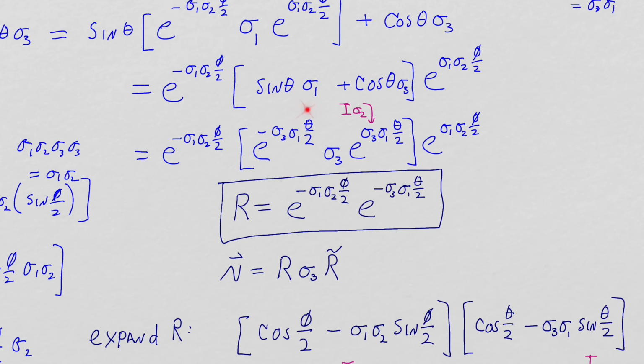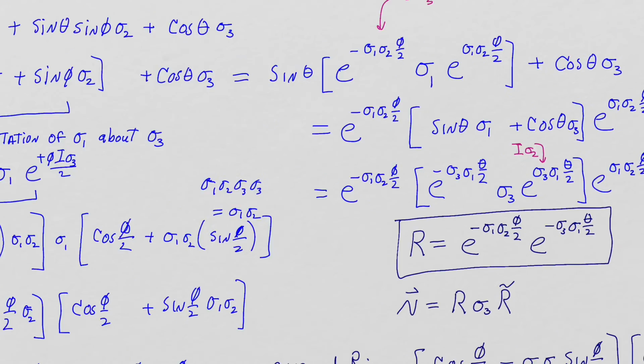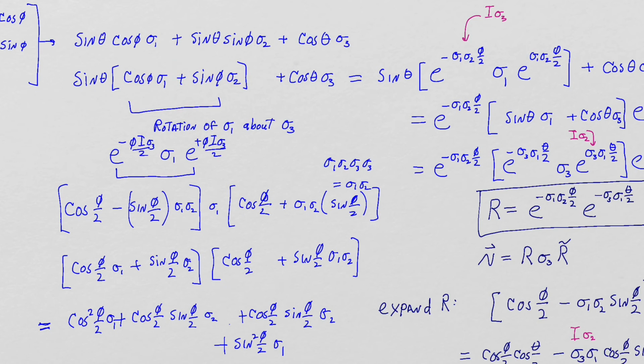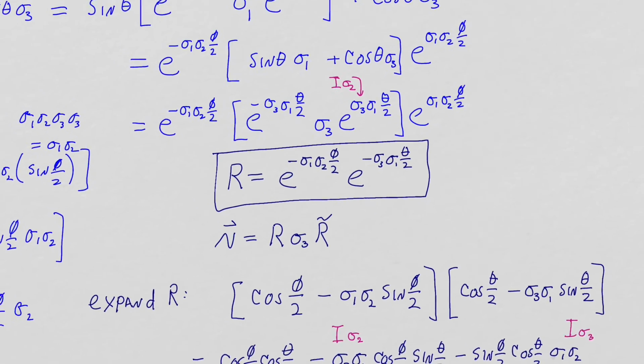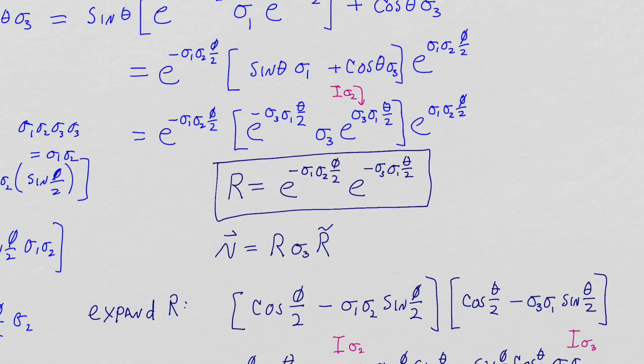And now, once I'm in here, I realize I'm in the same situation as I was back here when I realized that this was a rotation. Now I realize that this is a rotation, and it's a rotation of sigma 3 in the plane of sigma 3, 1, which is about the axis of sigma 2. Right, so now I can introduce, and I won't go through all the math like I did before because it's the same thing. But now we have this.